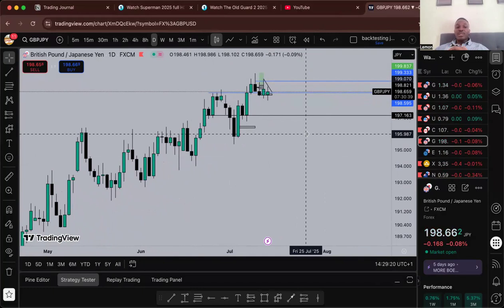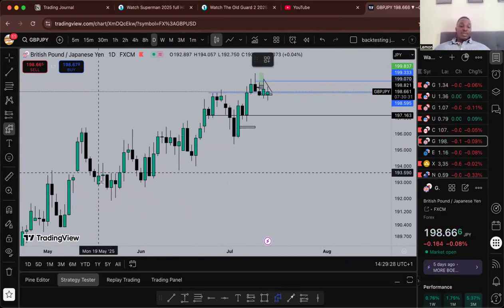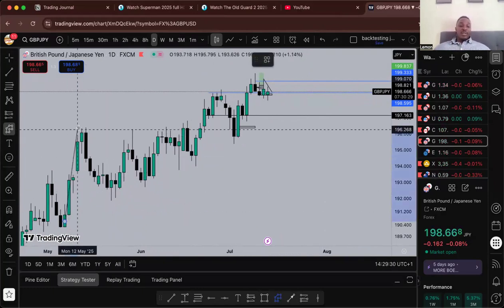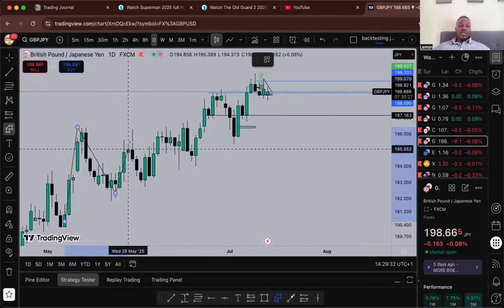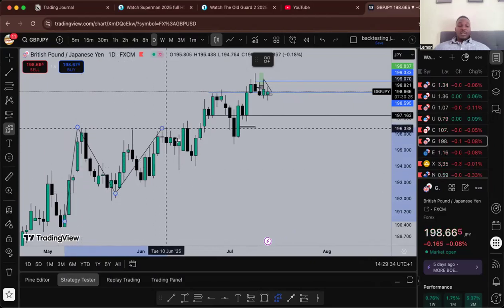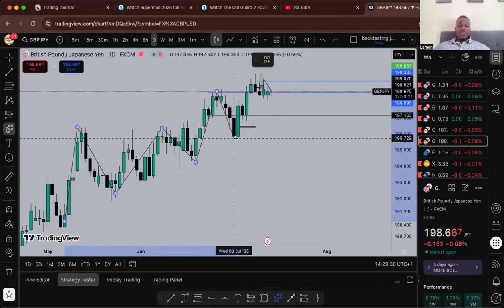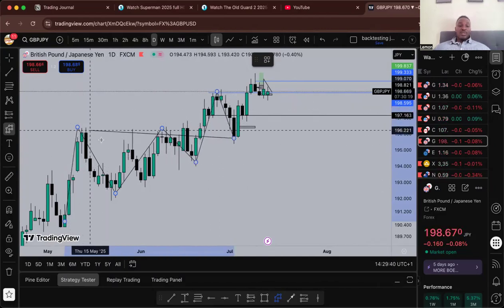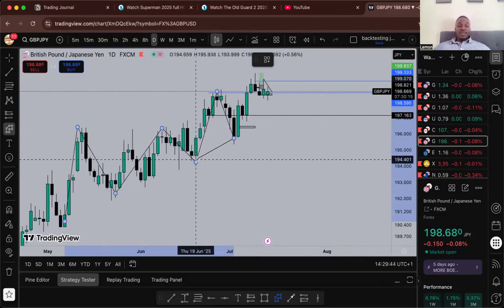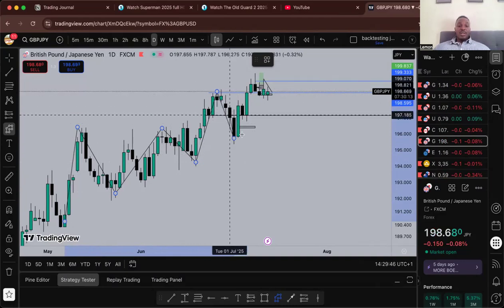So right now on our daily time frame on our GBPJPY, we can see how the price is moving, higher highs and higher lows. So it's a higher high and a higher low. You get me? This was a higher high, this was a higher low. There's a higher low, higher high, and a higher low.